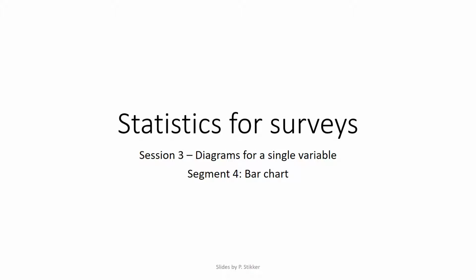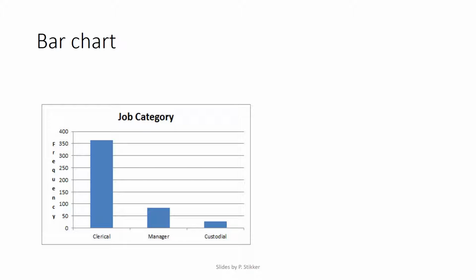Welcome to Statistics for Surveys, Session 3, Diagrams for a Single Variable, Segment 4, Bar Chart. Here's a picture of a bar chart. As you can see in this bar chart, we can tell that slightly above 350 people are clerical workers, around 75 are managers, and somewhat about 25 are custodial workers.